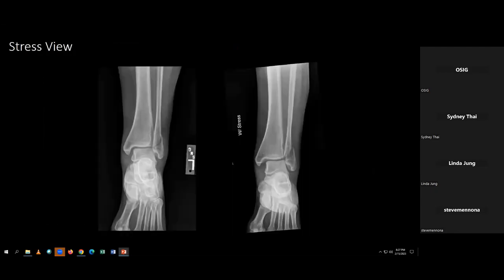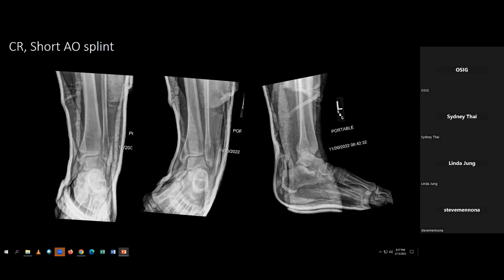Well, you have to stress it. So it's called a stress view. You can do that with either gravity stress or manual stress. And you just externally rotate the ankle and you can see that medial clear space opens. So we call that a stress positive Weber B. And that, again, usually needs surgery. I think that patient actually refused surgery, but they should have gotten surgery.